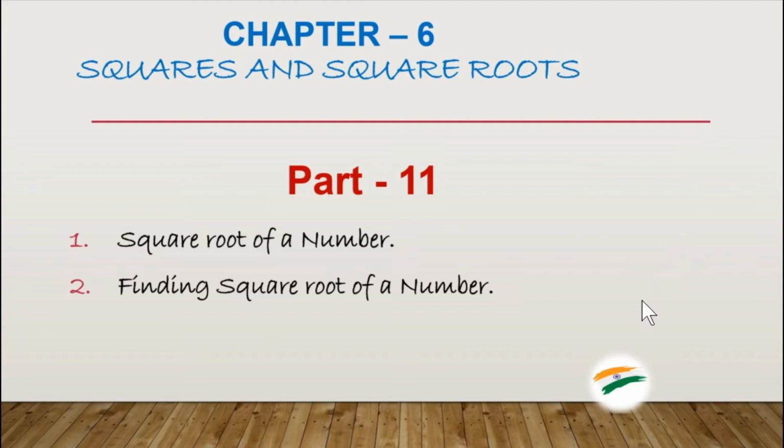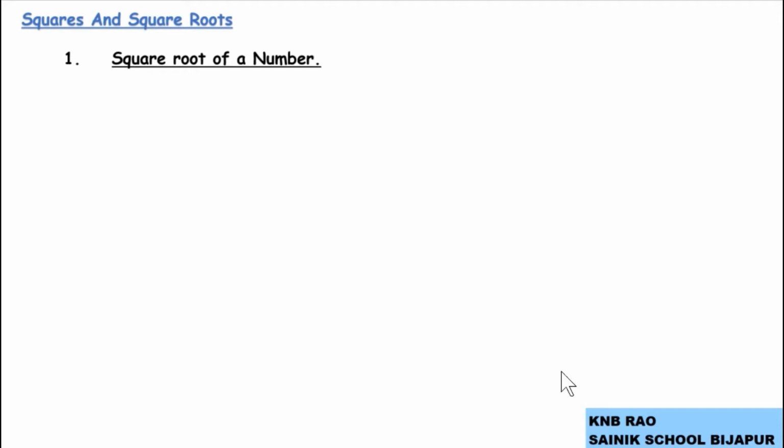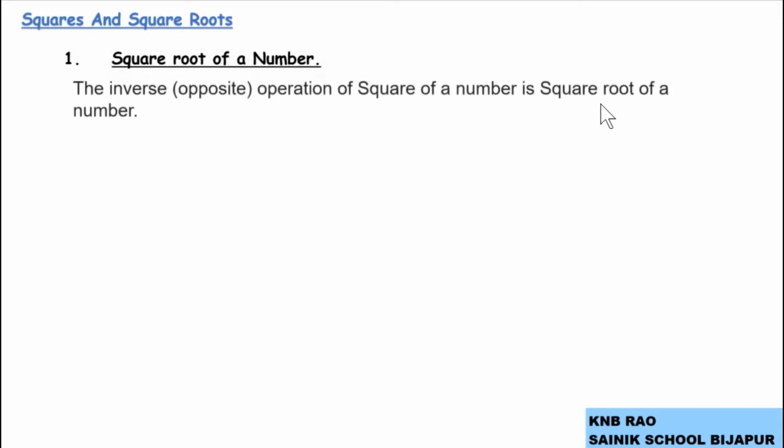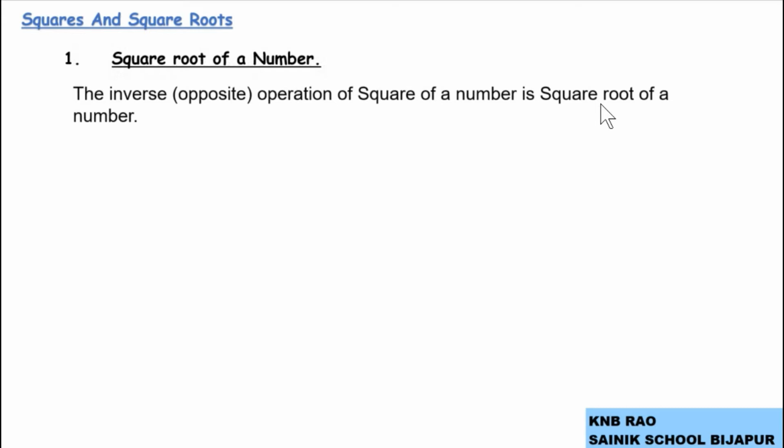Coming to the meaning of square root of a number. Square root of a number, if you want to define in general, it is an inverse operation. What is the meaning of inverse operation? Opposite operation. It is an inverse operation of squaring of a number. If you are squaring a number, the reverse or inverse of that gives the square root.